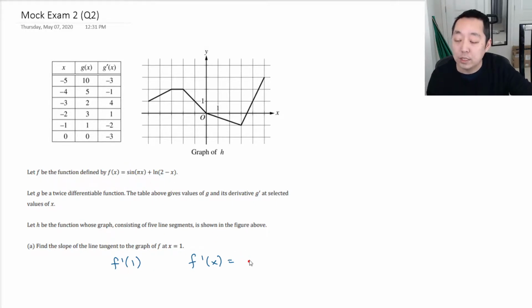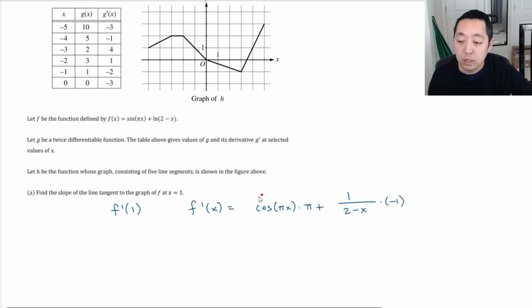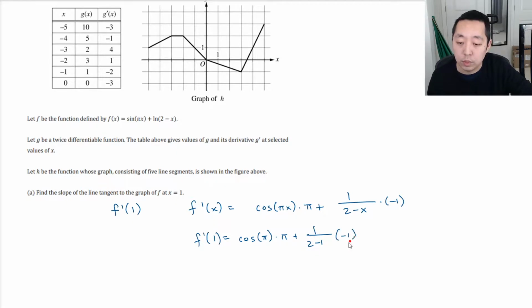So f prime of x is going to be, the derivative of sine is cosine of pi x times pi. You can use your calculator to check something like this too. Pi is because of chain rule, the derivative of the inside. And then the rule for ln is 1 over the inside, and then by chain rule, the derivative of the inside, which is negative 1. Okay, and so if I do f prime at 1, it's going to be cosine of pi times pi plus 1 over 2 minus 1 times negative 1. Cosine of pi is negative 1, so this is negative pi. This is 1 times negative 1, which is negative 1, so negative pi minus 1.